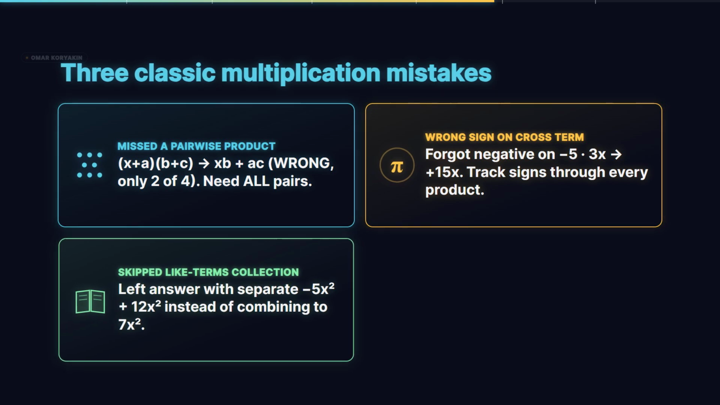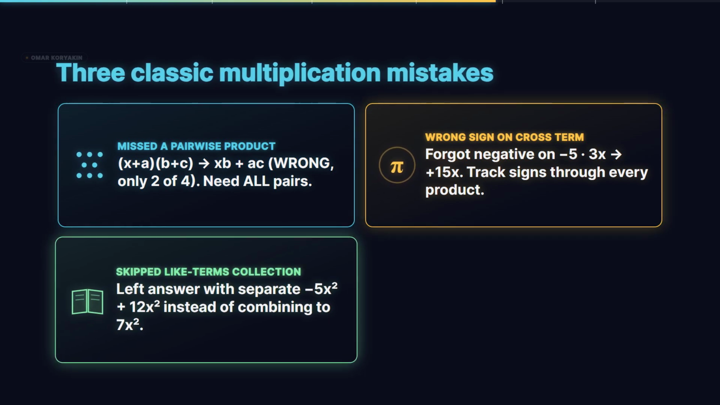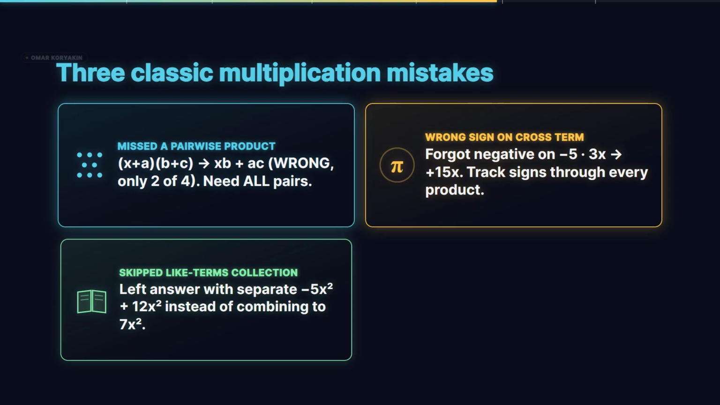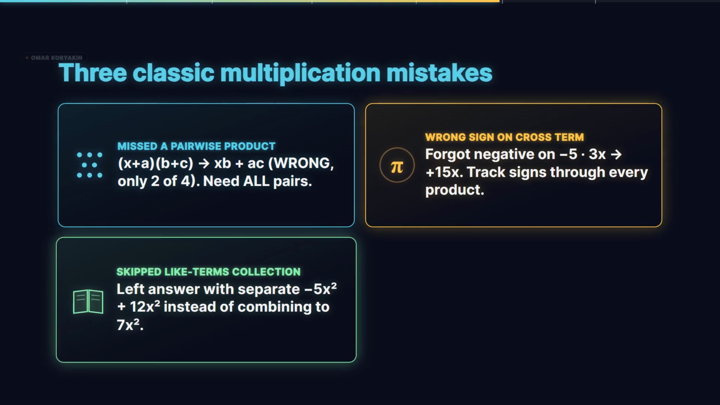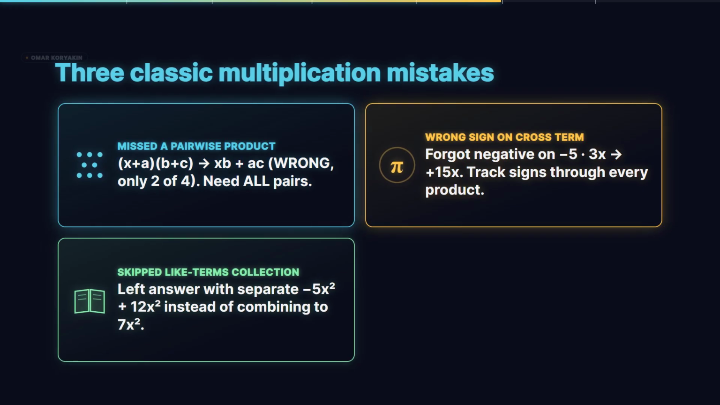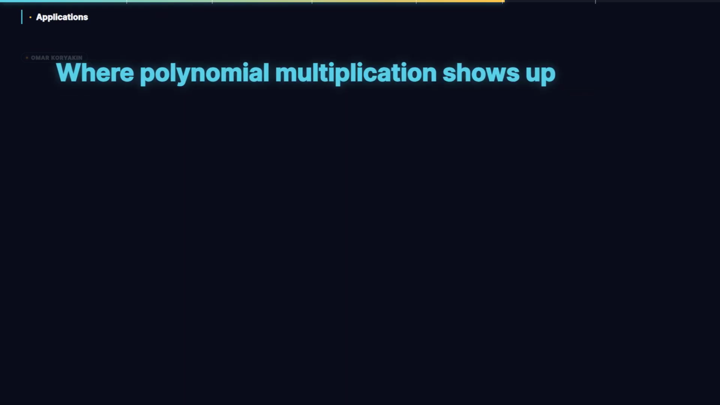The like terms collection is mandatory. Expanded answers are not standard form and are marked wrong on tests. The fix is to always do the collection step explicitly, group by exponent first, then write the final standard form result. Polynomial multiplication shows up across factoring, combinatorics, signal processing, and cryptography continuously.